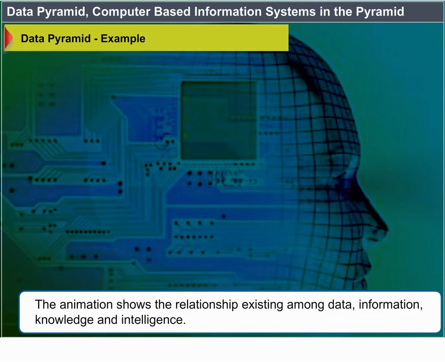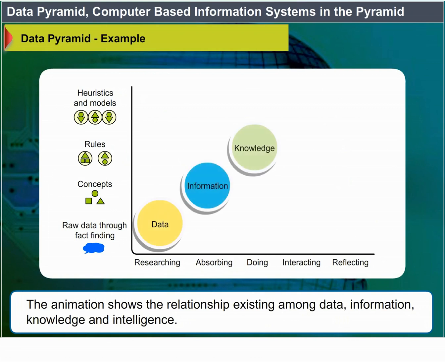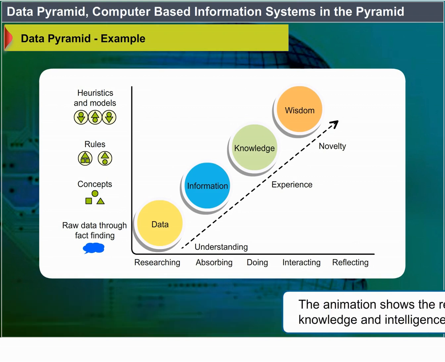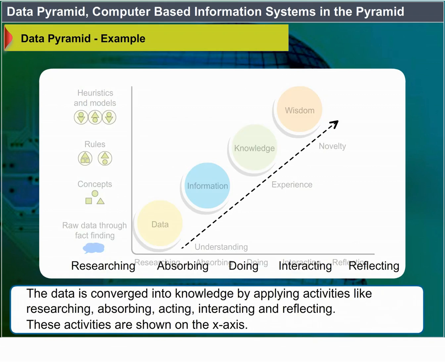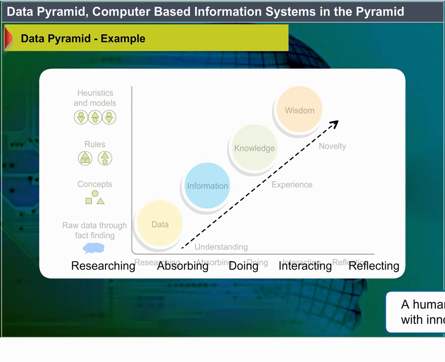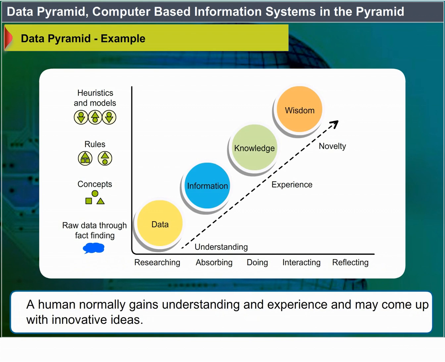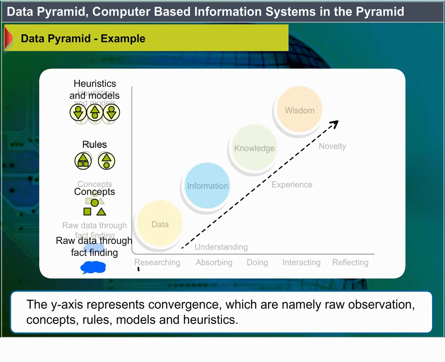The animation shows the relationship existing among data, information, knowledge, and intelligence. The data is converted into knowledge by applying activities like researching, absorbing, acting, interacting, and reflecting. These activities are shown on the x-axis. A human normally gains understanding and experience and may come up with innovative ideas. The y-axis represents convergence, namely raw observation, concepts, rules, models, and heuristics.